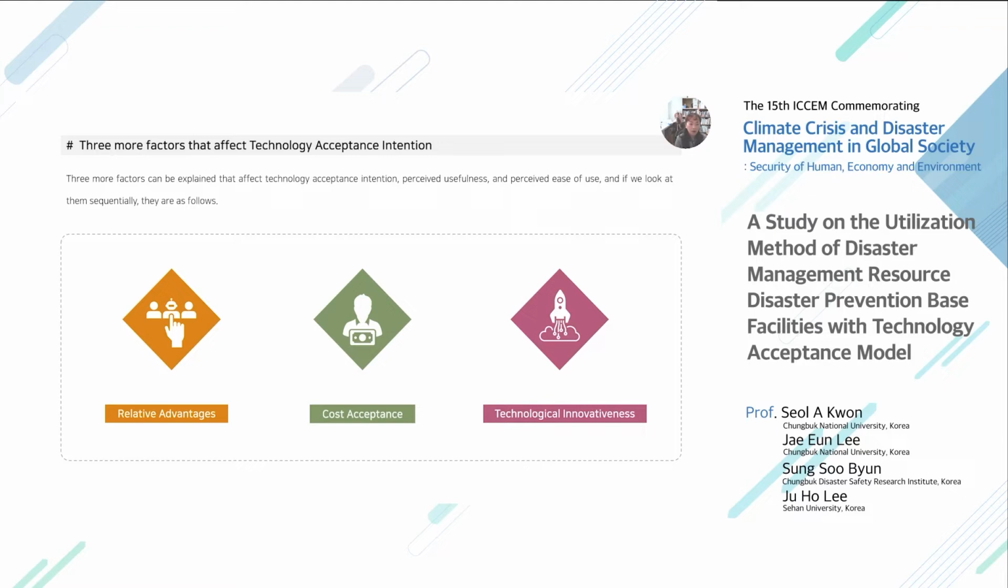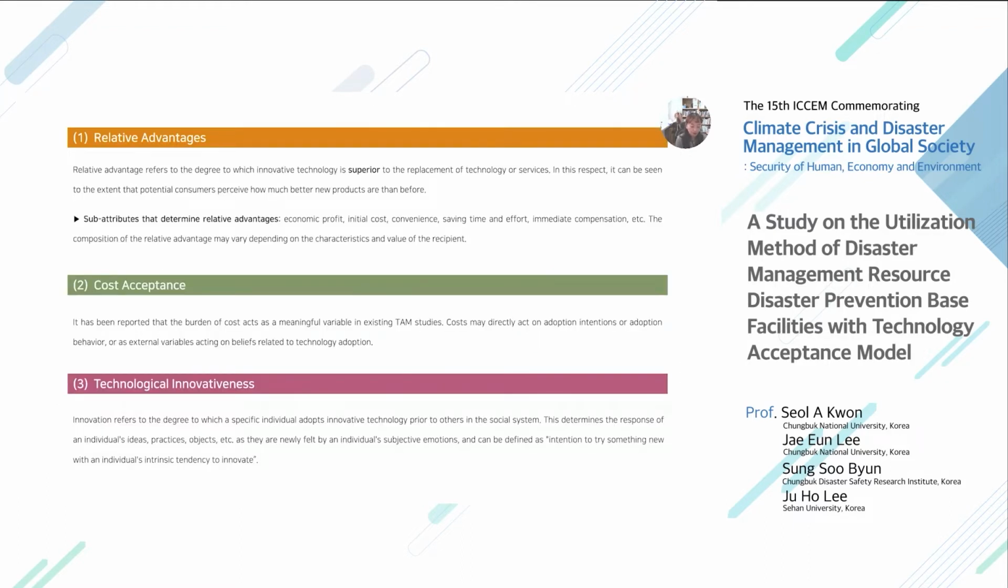So there are three more factors that can be explained that affect technology acceptance intention, besides perceived usefulness and perceived ease of use. If we look at them sequentially, they are as follows. First, relative advantage refers to the degree to which an innovative technology is superior to the technology or service it replaces. In this respect, it can be seen as the extent to which potential consumers perceive how much better new products are than before.